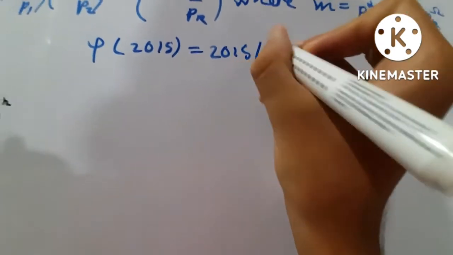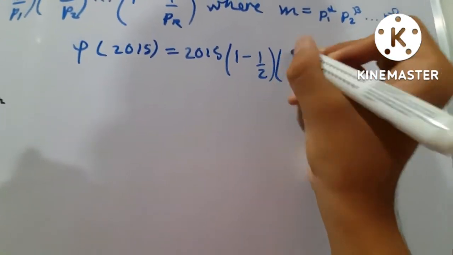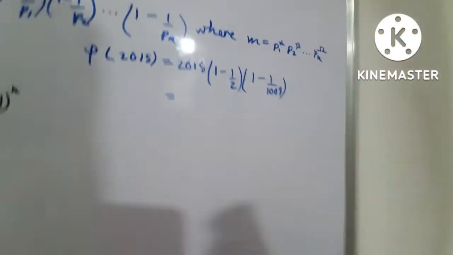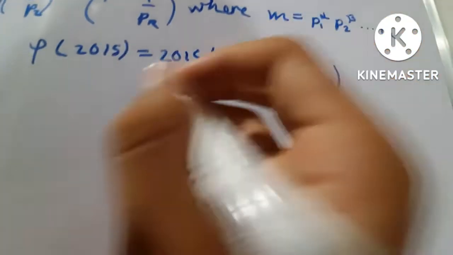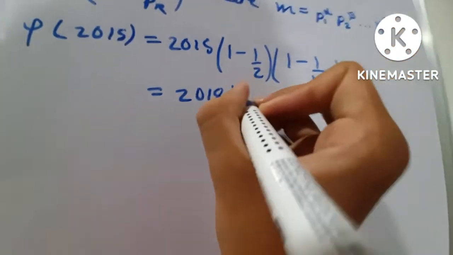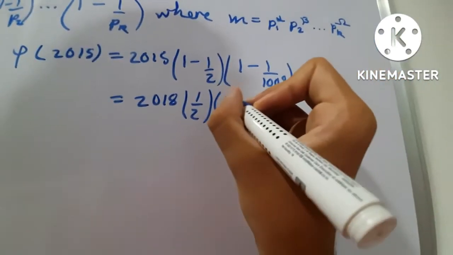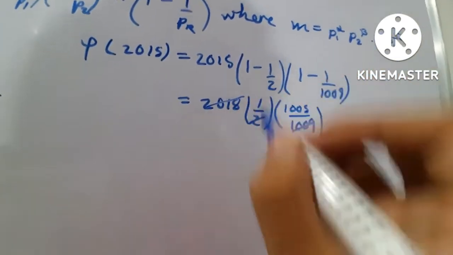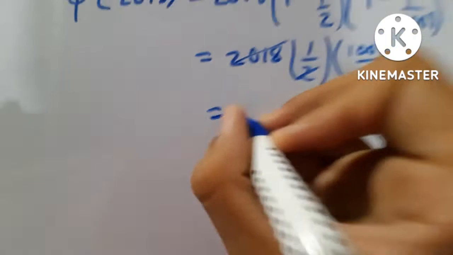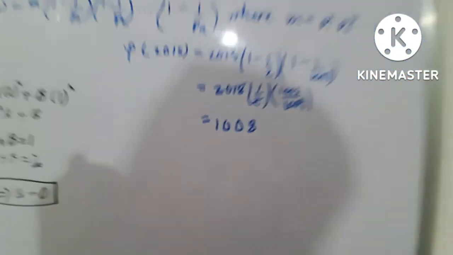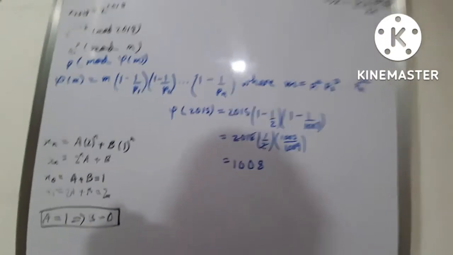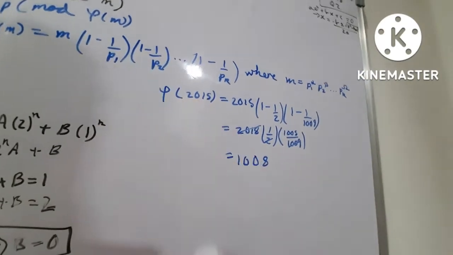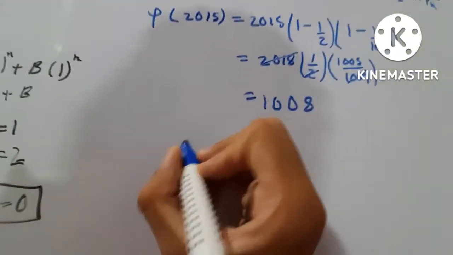2018 times (1 minus 1 upon 2) times (1 minus 1 upon 1009). Now I'm going to take common denominators. So it's going to be 1 by 2, then 1008 by 1009. And then these multiply together, cancel out, and what we're left with is 1008. Okay, great. So that's phi of 2018.